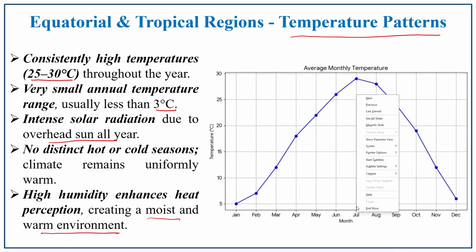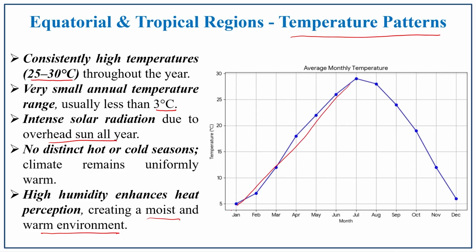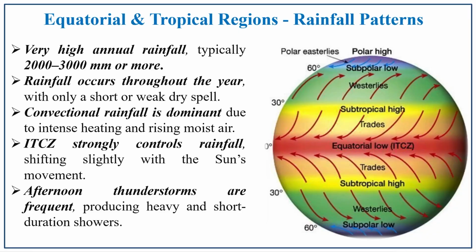In this diagram you can see that usually June and July, especially July, hit the highest temperature, and while coming towards January there is a slanting decrease, and after July, when it reaches December, there is also a slanting decrease. This was the temperature pattern of this equatorial and tropical region. Then comes the rainfall pattern.